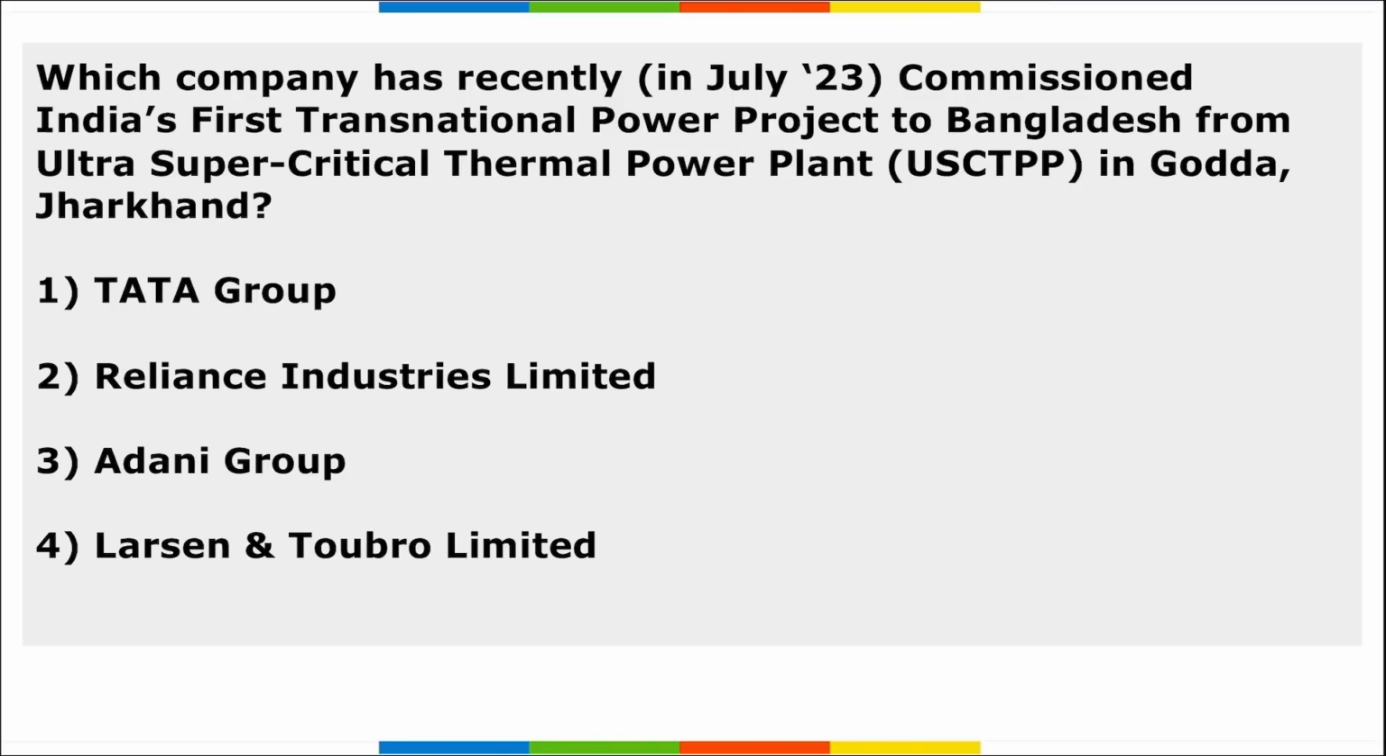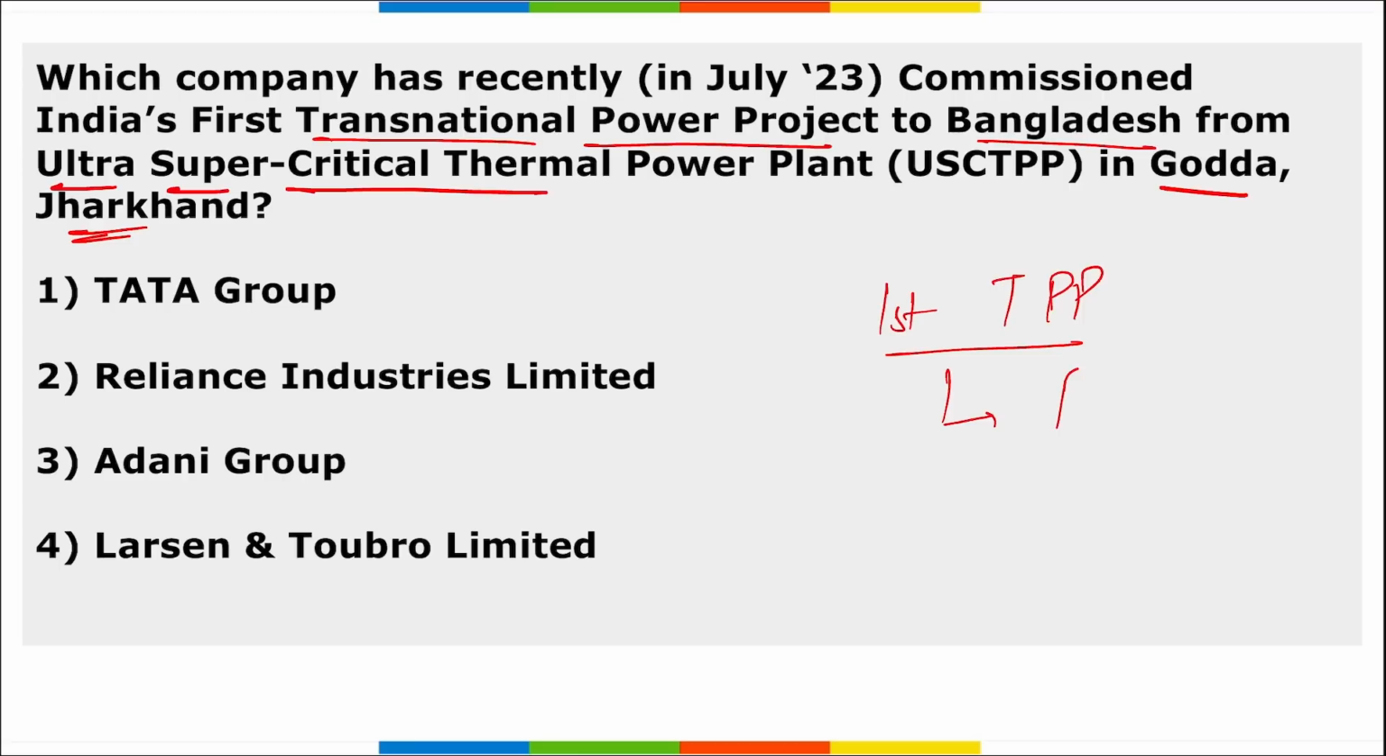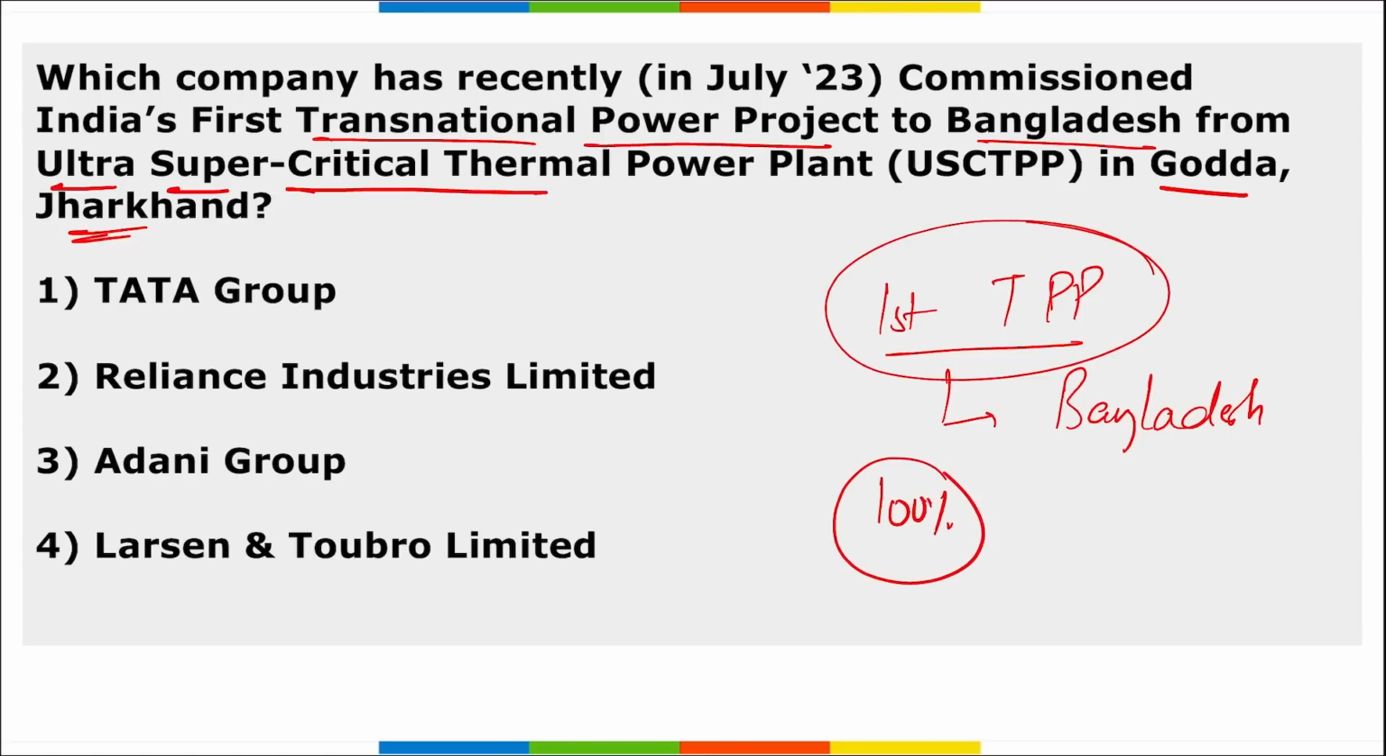Next, which company recently commissioned India's first transnational power project to Bangladesh from the ultra super critical thermal power plant in Godda, Jharkhand? So we are talking about India's first transnational power project, and this is to Bangladesh. What does this mean? This means that electricity generated at this power plant in Godda, Jharkhand, 100% of that electricity will be supplied to Bangladesh. Correct? And which company is developing this? It is being developed by Adani Group.